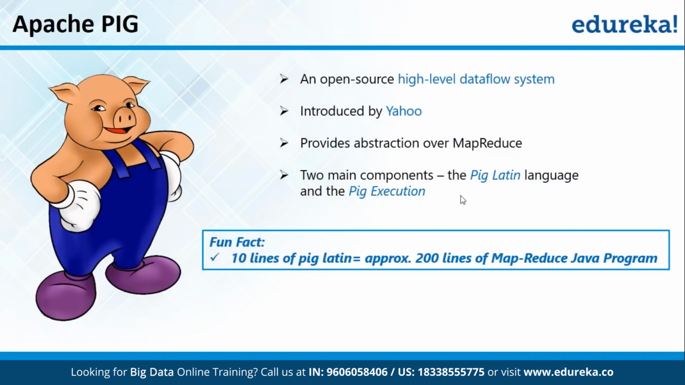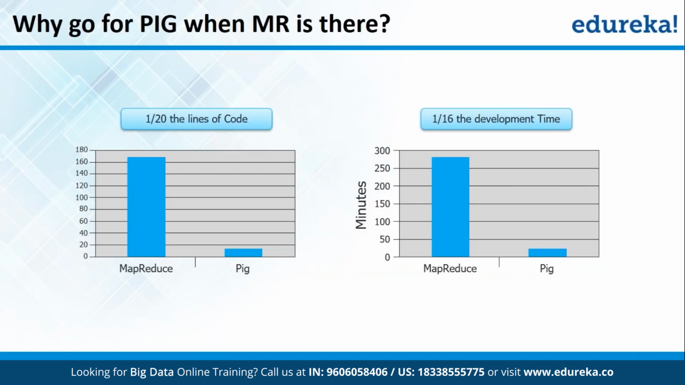So let's move on and look into why we have to go for Pig when MapReduce is there. There are two simple reasons. One is that the Pig code is 1/20th of the lines of code that we have to write in MapReduce. So it makes your life very easy. Also, as a result of this, the development time gets reduced, which is almost 1/16th of the development time required in MapReduce. So these are the two main reasons because of which we should always go for Pig whenever a task can be achieved using either of these tools.